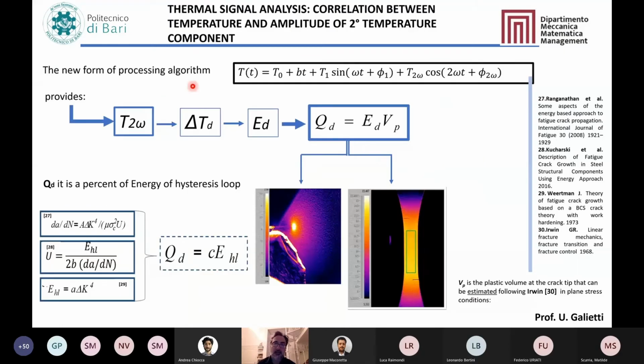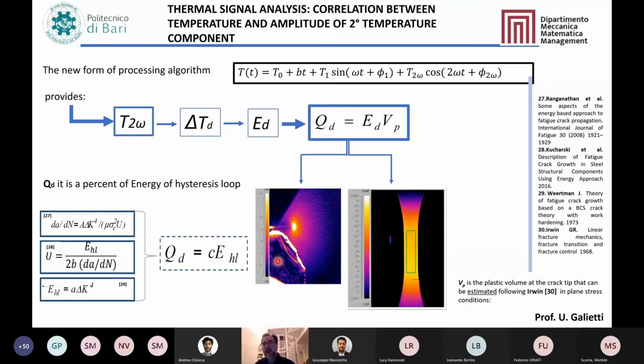And this is something we have been working on for a while, and we are obtaining good results in terms of thermal SN curve. If we measure this second harmonic temperature, you can estimate the plastic work we are putting into the material without the need of an extensometer or any other way of measuring it.